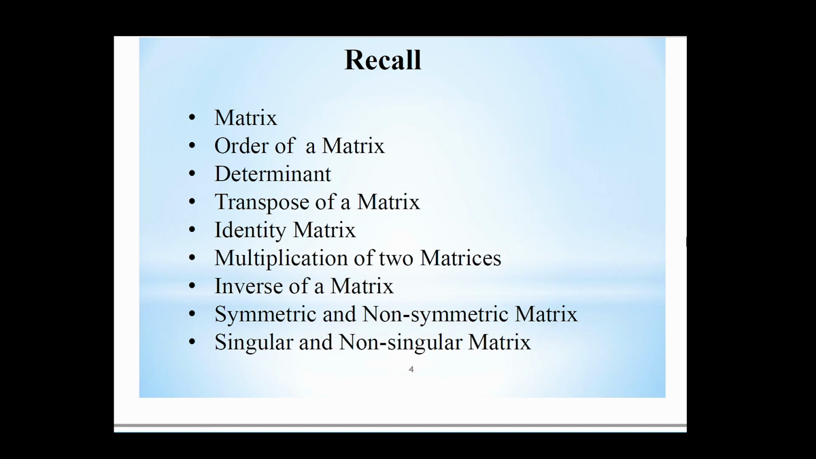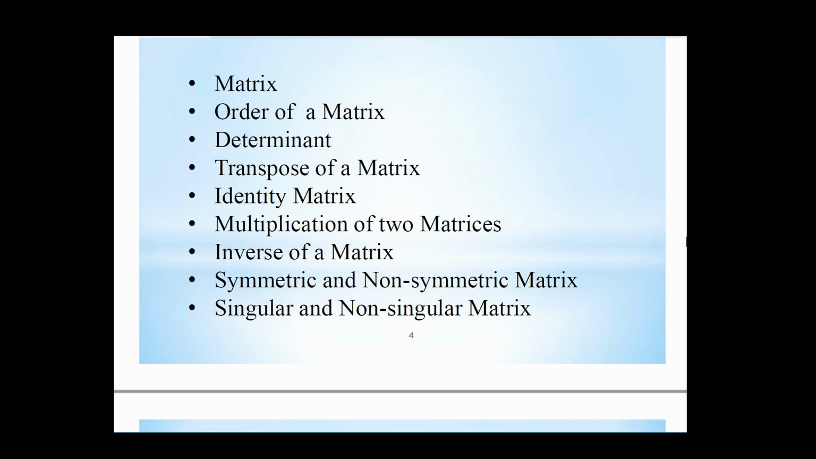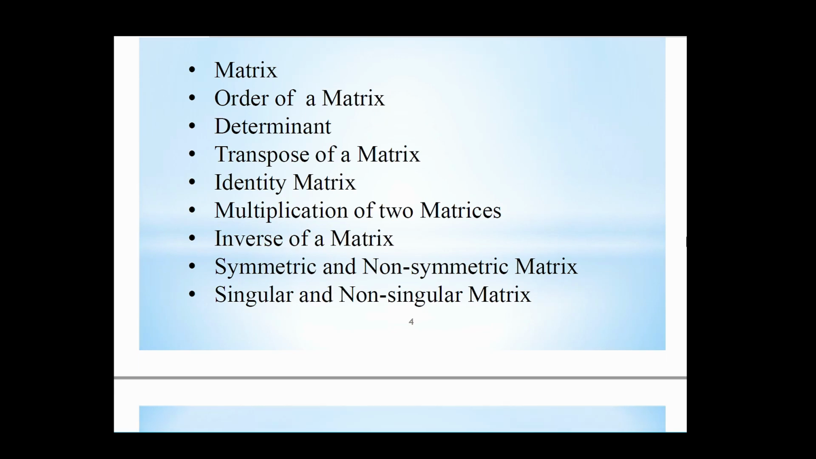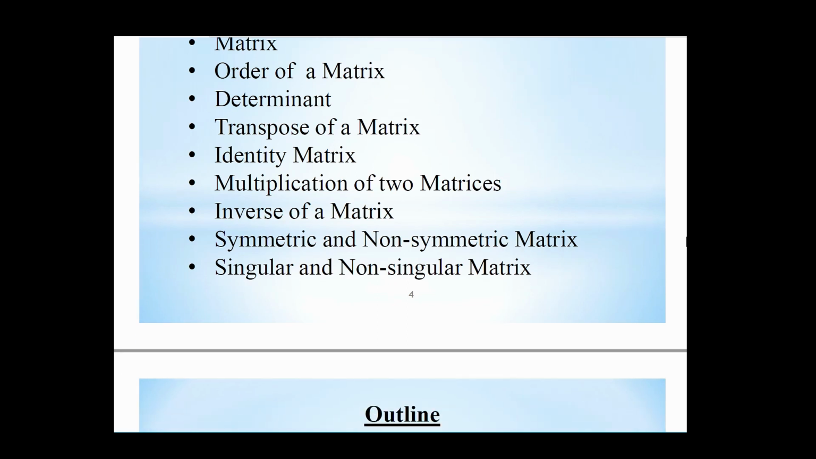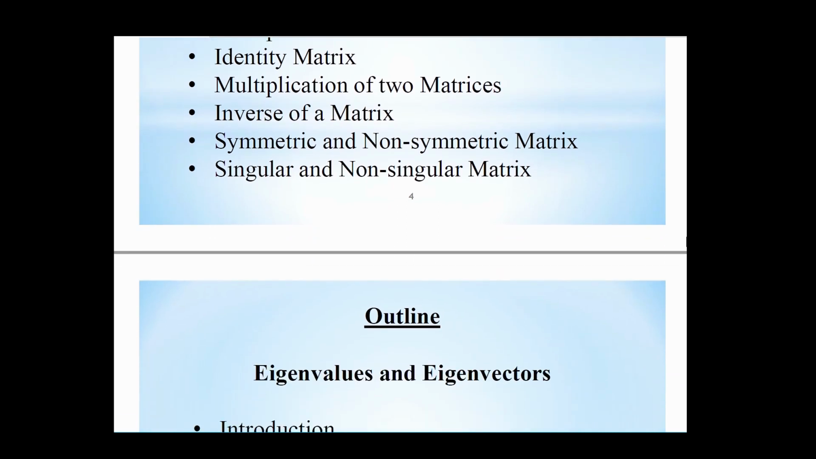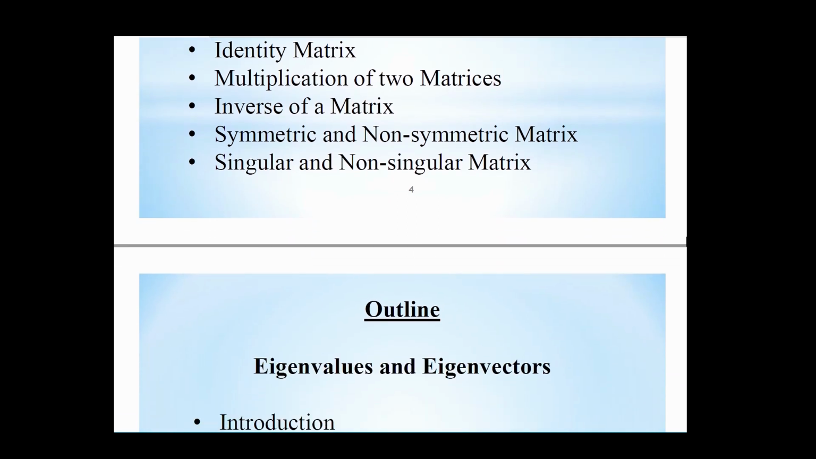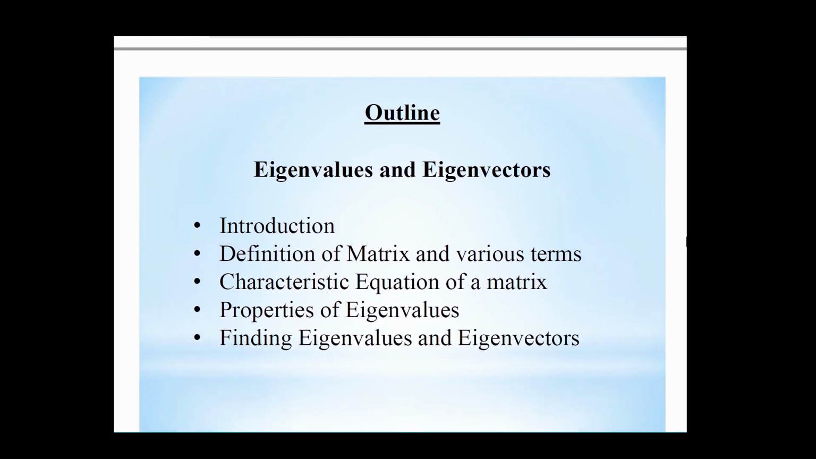First of all, we know about a matrix. We arrange numbers in rows and columns in a certain arrangement, row wise and column wise. Also, we know about the order of a matrix, that is, the number of rows and columns. Similarly, we find the determinant, transpose of a matrix, identity matrix, multiplication of two matrices, inverse of a matrix, symmetric and non-symmetric matrix, singular and non-singular matrix. These are the basic definitions we already know. Now we see only eigenvalues and eigenvectors.